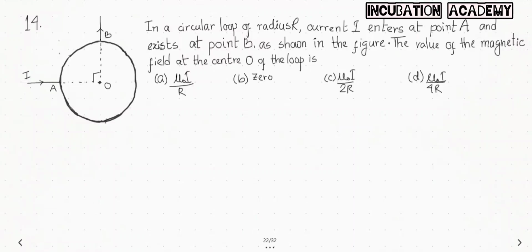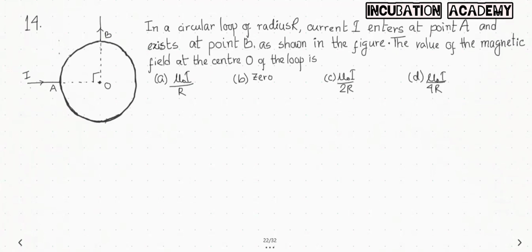Welcome everyone. Question number 14: in a circular loop of radius r, the current I enters at a point A and exits at a point B as shown in the figure. The value of the magnetic field at the center O of the loop, option A is mu naught I by r, option B is 0, option C is mu naught I by 2r, and option D is mu naught I by 4r. Okay. Now at first, try to understand how many sections are there in this figure.